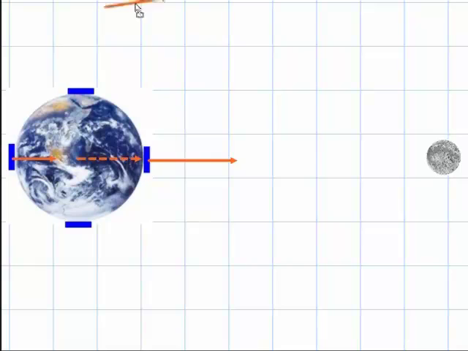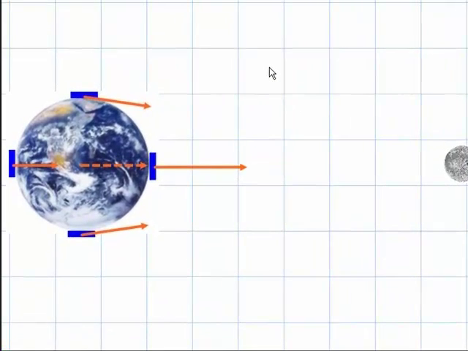Here is the gravitational force exerted towards the bottom. Notice it's about the same length because it would be about the same distance, but it's at an angle because it's pointed towards the moon. Here is the gravitational force exerted on the top of the Earth in this picture, again at an angle. So these are the forces that are exerted on each part of the Earth.